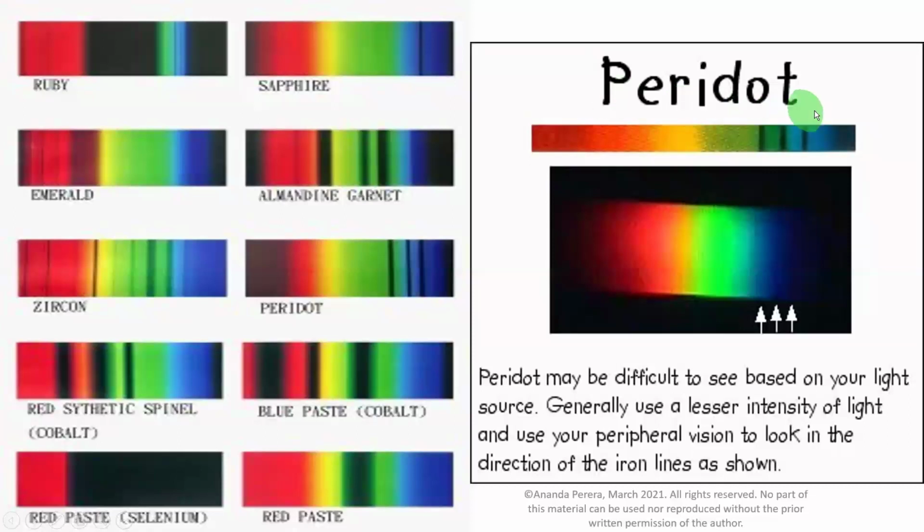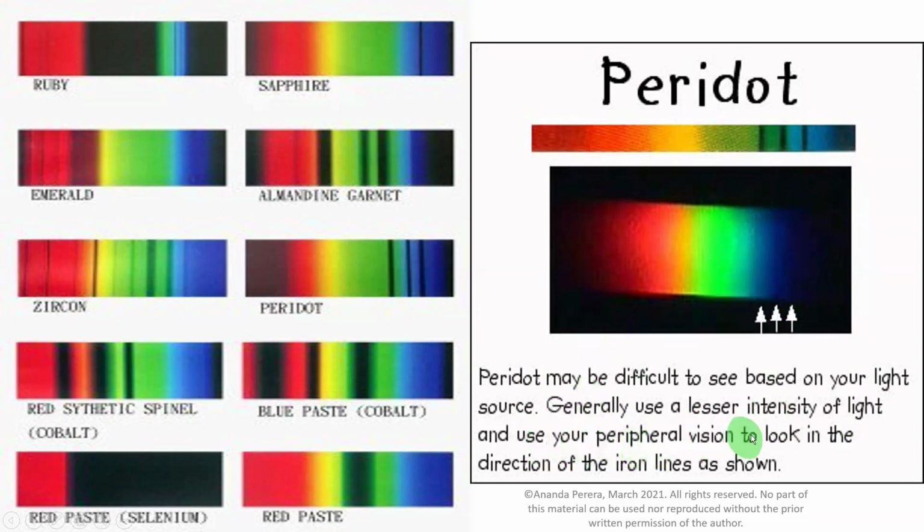Look at the peridot. Peridot has 3 lines in the blue area. This is the spectrum you can see through the spectroscope. In the blue area, there are three lines here. Peridot may be difficult to see based on your light source. Generally, use a lesser intensity of light. Remember, you need a lesser intensity of light. If the light is powerful, you can't find these black lines.